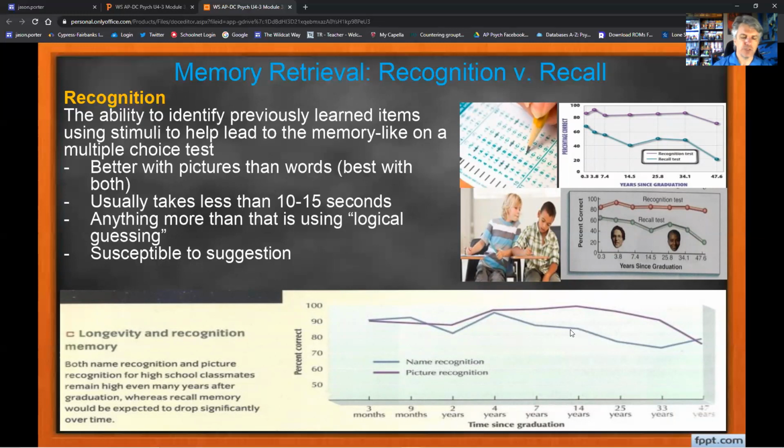If I give you a multiple choice test and it takes you more than a minute to answer a question, you don't really know the answer to that question. You're trying to go, well, it's not that, and it could be that. And you're piecing it together. Recognition is also very susceptible to suggestion, where you've got 2 answers that look pretty good, and now you're trying to use logic on which one's better.